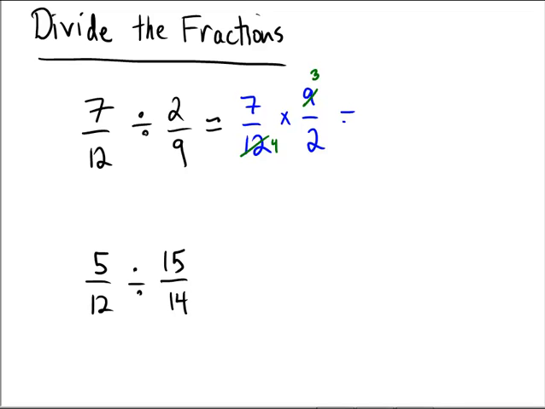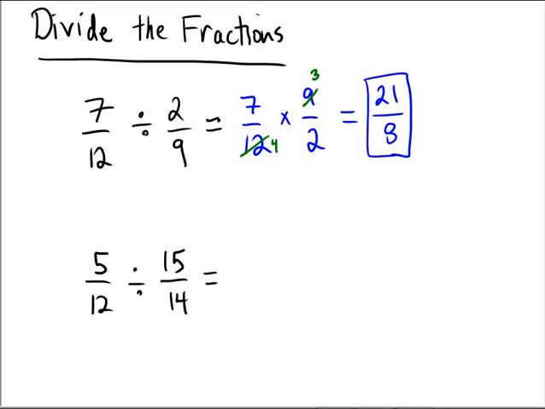So when we multiply across now, in the numerator we have 7 times 3 for 21, and in the denominator 4 times 2 for 8. So the final answer to this problem is 21/8. Let's try that again one more time.